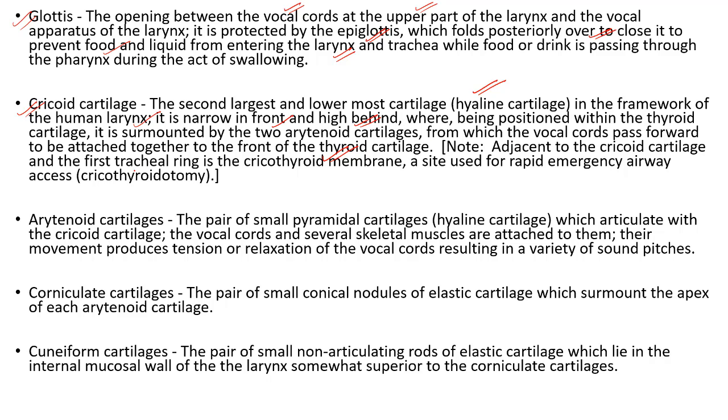Adjacent to the cricoid and first tracheal ring is the cricothyroid membrane, a site used for rapid emergency airway access, cricothyroidotomy. In case of trauma or accident, cricothyroidotomy is used for rapid emergency airway access. It is also known as tracheostomy.